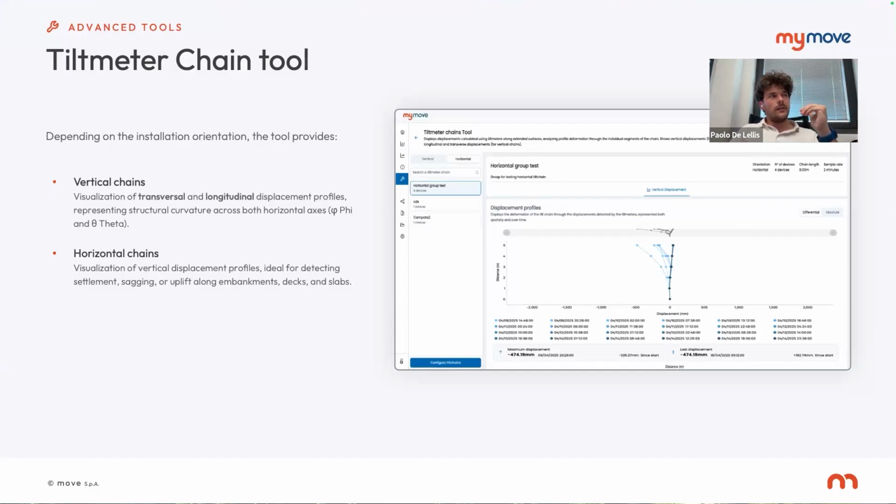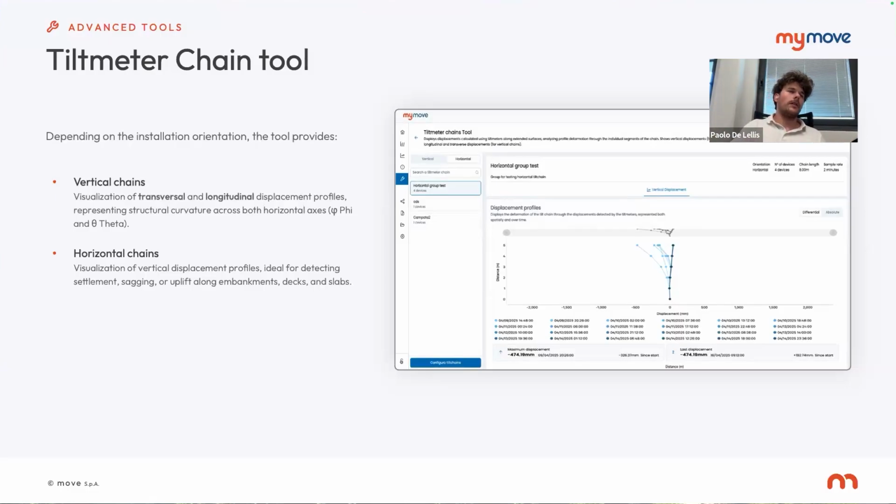So basically, this type of tool starts from a value that is zero. You can see here, for example, that the chain starts from a fixed point that is zero. From this point, you have the relative displacement of the different segments that you have in your chain, and you obtain the different movement of your segments.